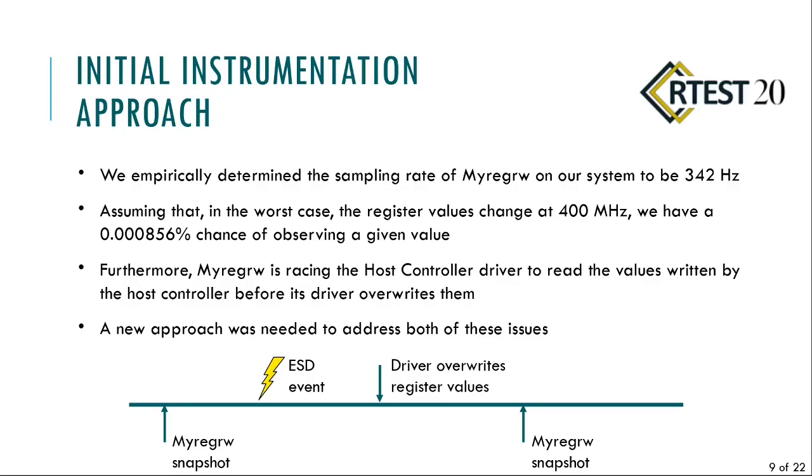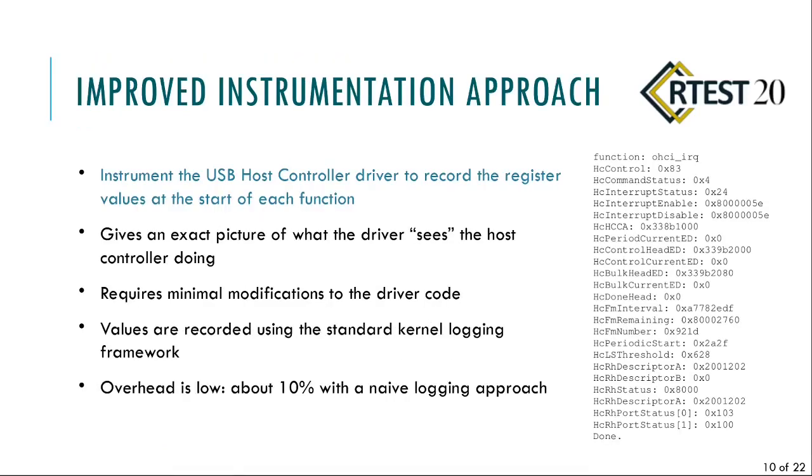To fix both of these problems, we took a different approach, where we instrumented the host controller driver itself to record the register values at the start of each function in the driver. To your right, you can see a snapshot of these register values. It consists of the function being called, the register names, and the corresponding register value. This entire thing is a register snapshot. This gives us an exact picture of what the driver sees the host controller doing.